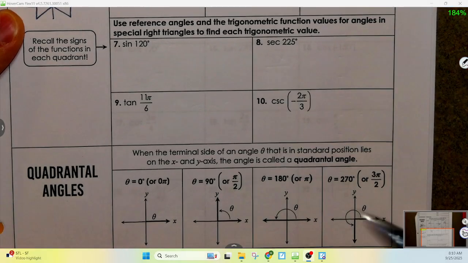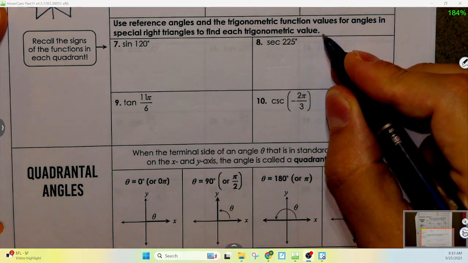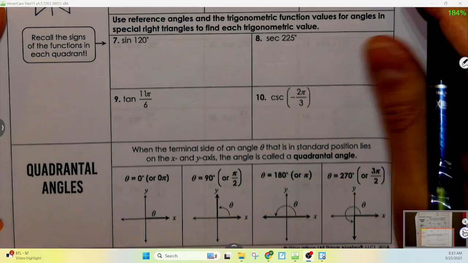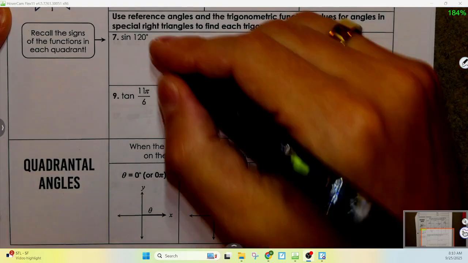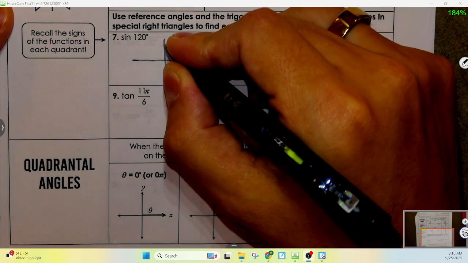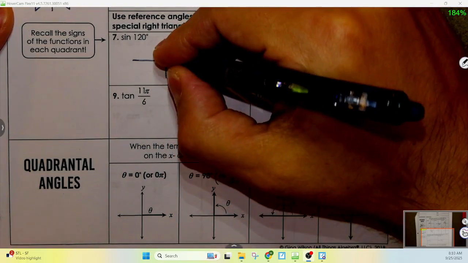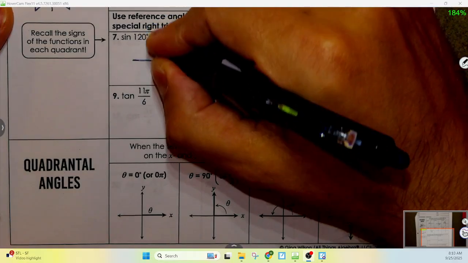Okay, so we're going to use the reference angles to figure out the trig value. This is technically before you learn the unit circle, but we get the general idea. So I'm just going to draw a sine of 120. This is 90, this is another 30, and this is 120. And I'm going to make sure that my triangle touches the x-axis.